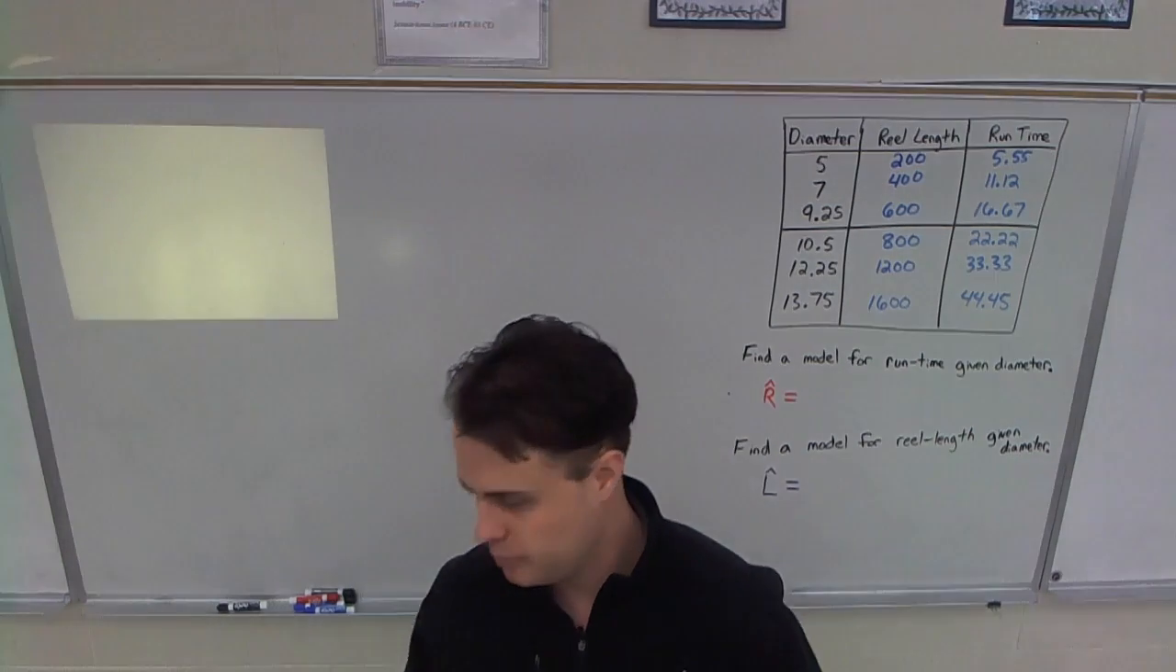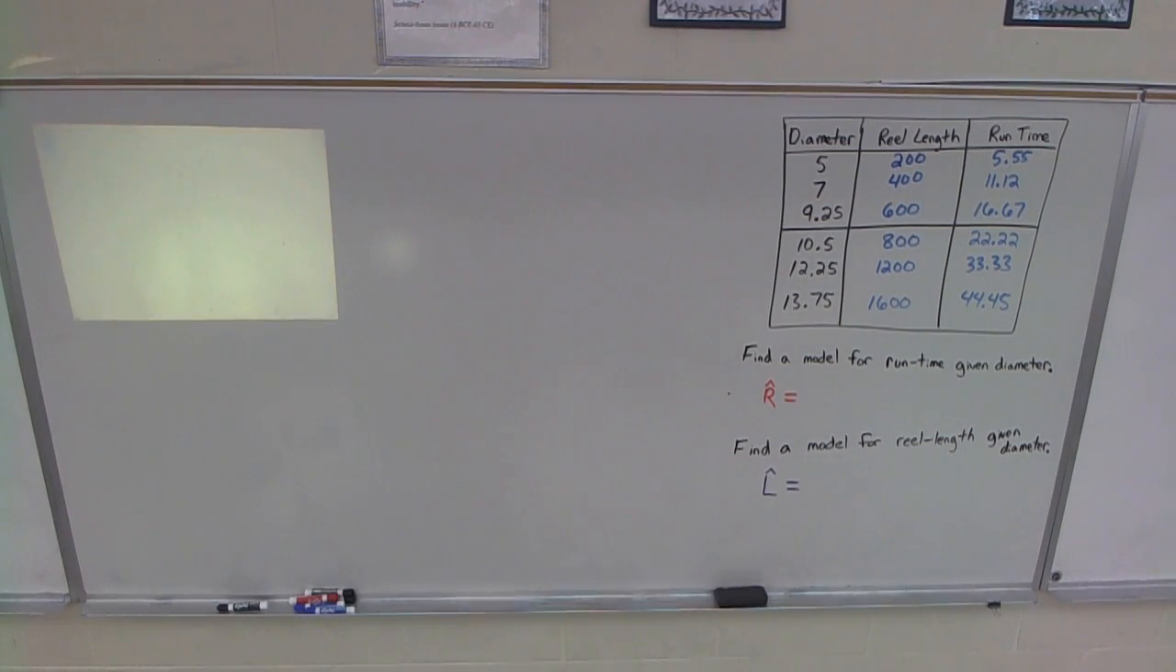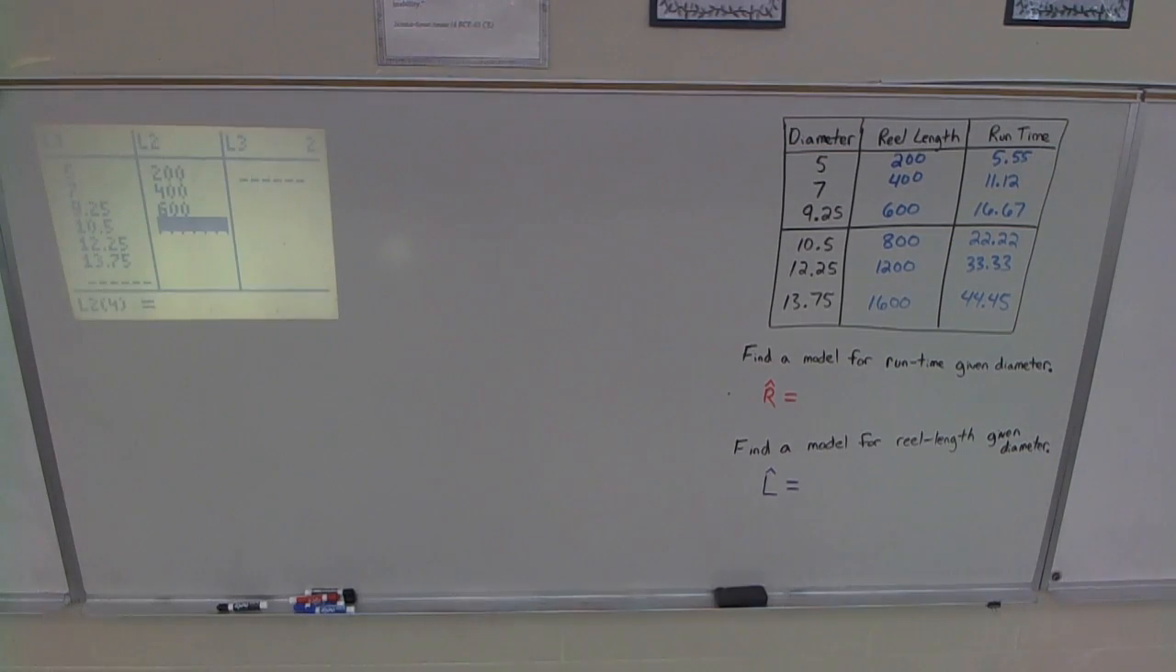So let's put these in our scatter plot. I'm going to go to my lists and enter them. So list one, I think we're going to make our predictions. It says find a model for runtime given diameter. So given diameter, that's the explanatory variable, that's the x. So we want to put that in for list one. So 5, 7, 9.25, 10.5, 12.25, 13.75. There we go. And the lengths. And the run times.